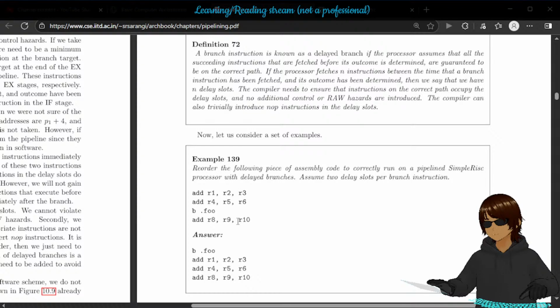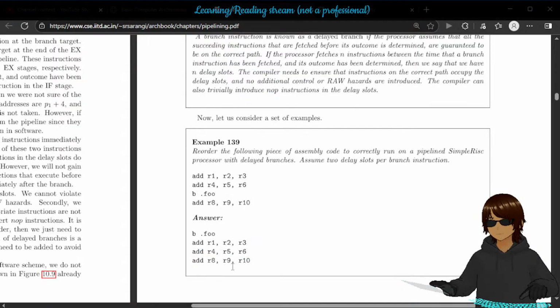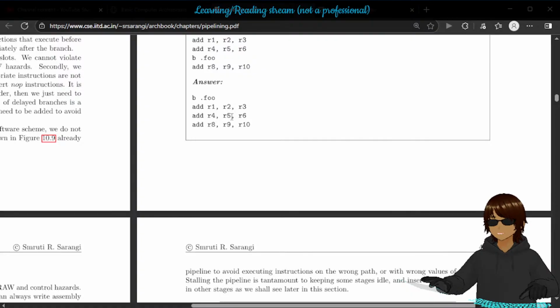Branch to full. Okay, this will happen in the execute stage. So we'll put these two below branch to full. So by the time branch to full will enter the pipeline, and then these two will also, by the time this is in the execute stage, these two will also enter the pipeline. So these two will be executed as they should. And then this won't be executed as it should.